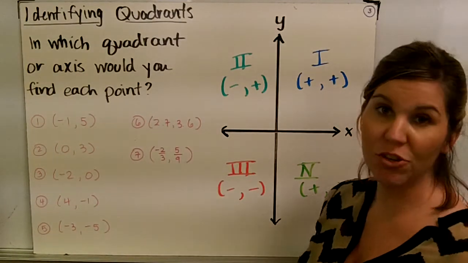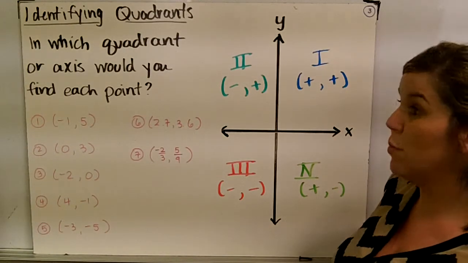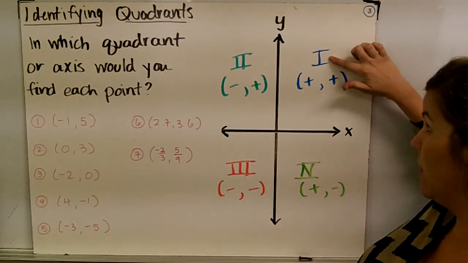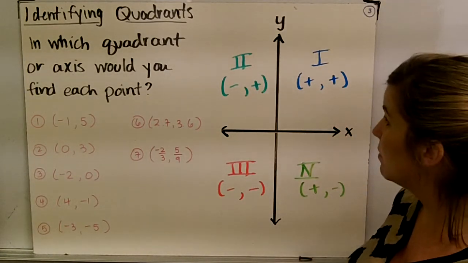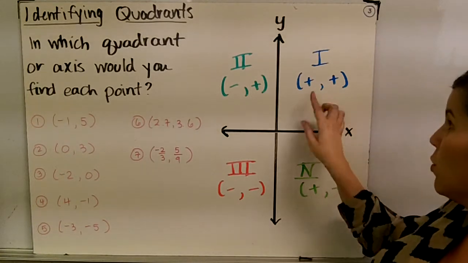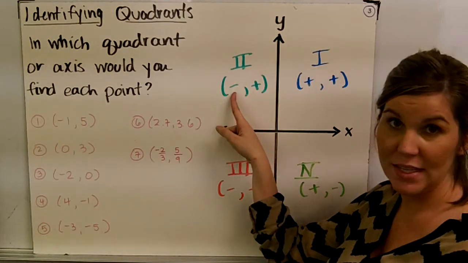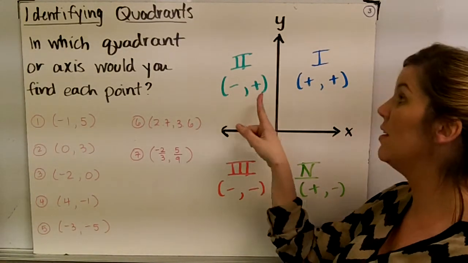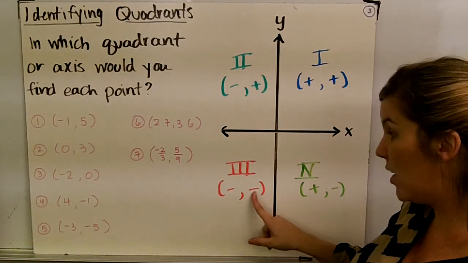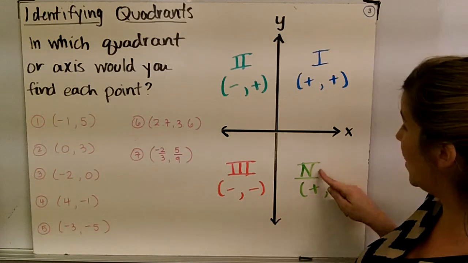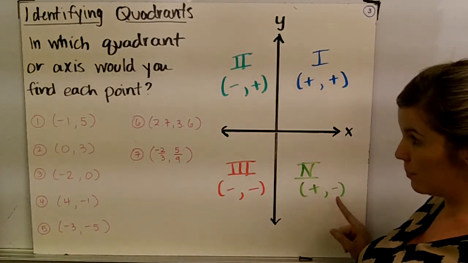Identifying quadrants. As I mentioned in the definitions at the beginning, the quadrants are the 4 sections of the coordinate plane. We use Roman numerals to identify them: 1, 2, 3, and 4. It makes a C shape when you're numbering them. In this first quadrant, all of the ordered pairs have positive x's and positive y's. In quadrant 2, all the x's are negative, all the y's are positive. In quadrant 3, all the x's and y's are both negative. And in quadrant 4, all of the x's are positive and all of the y's are negative.